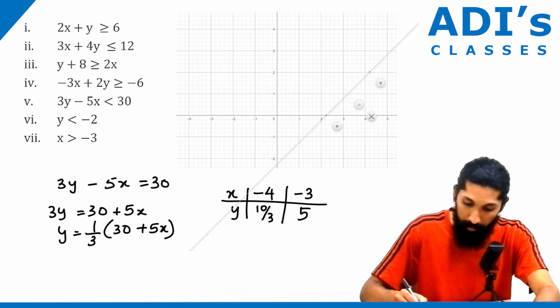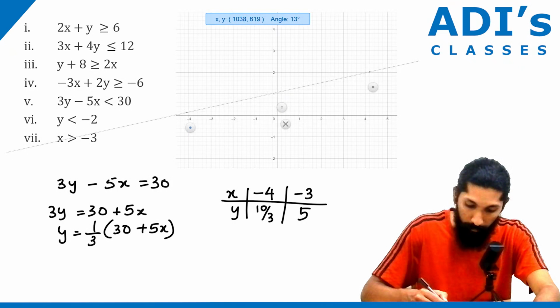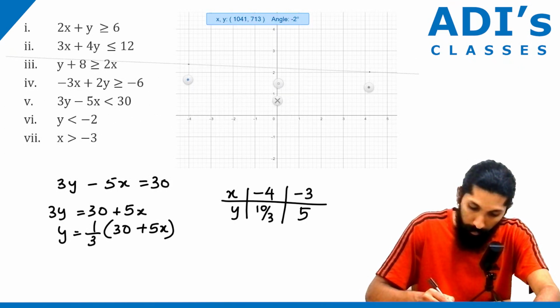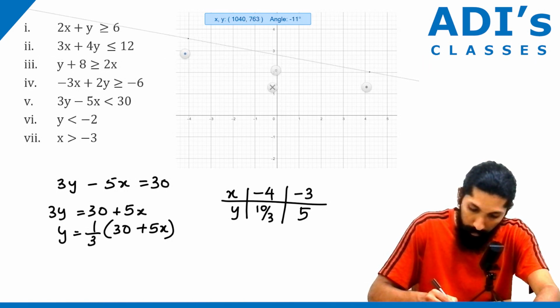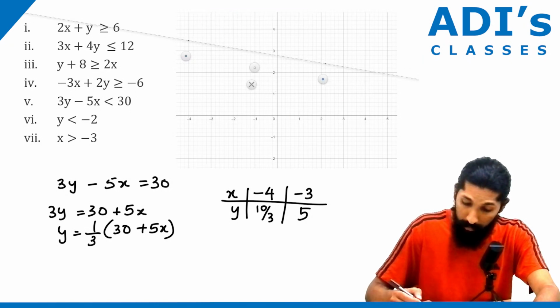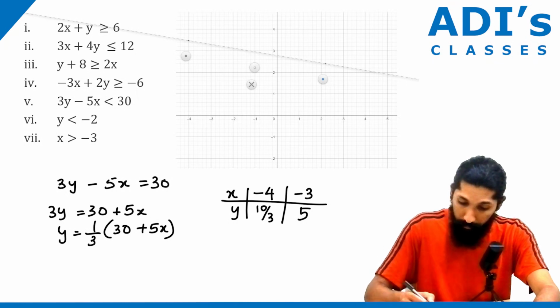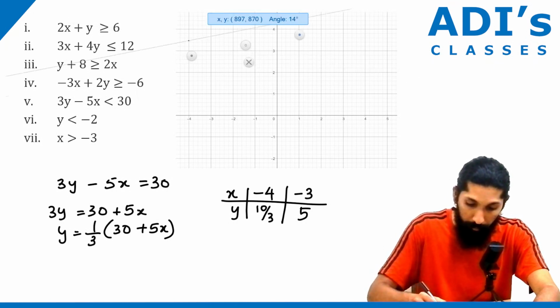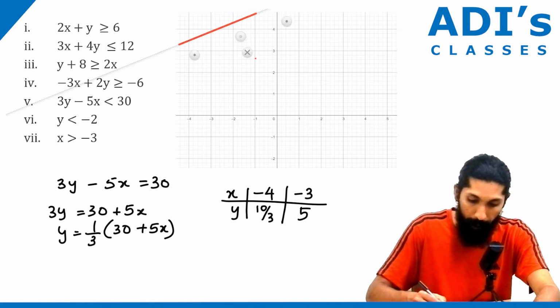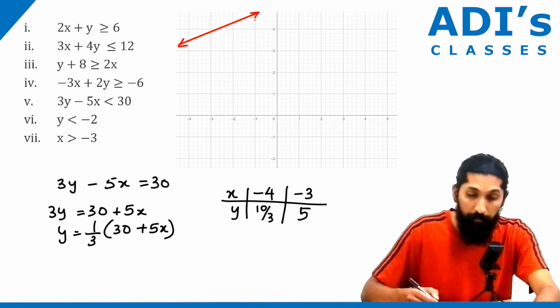When you have x as negative 4, we have the value of y as 3.33. So somewhere over here, close to this. Okay, when x becomes minus 3, here I don't think I'll be able to plot it completely. So the graph is going to go something like this. This is going to be the graph.